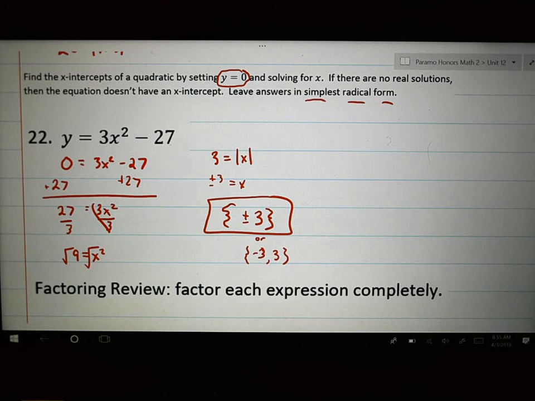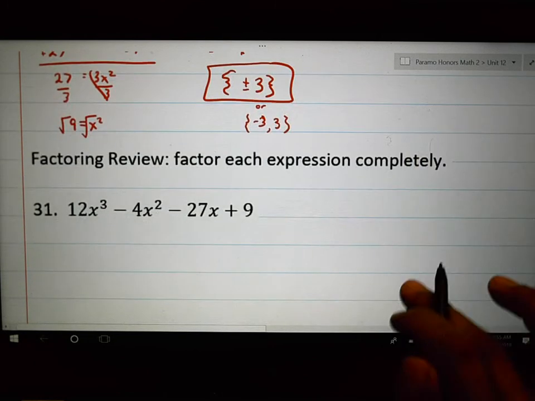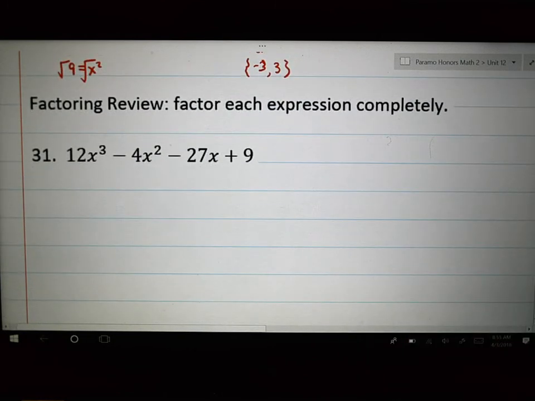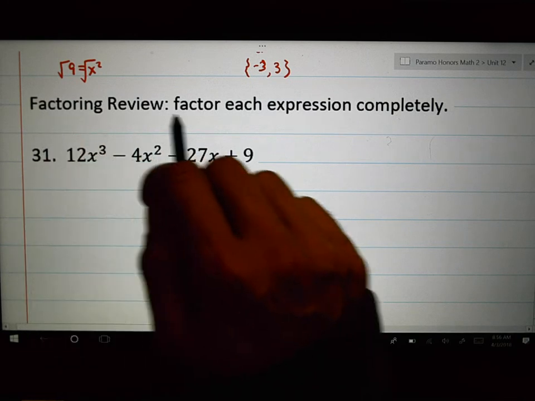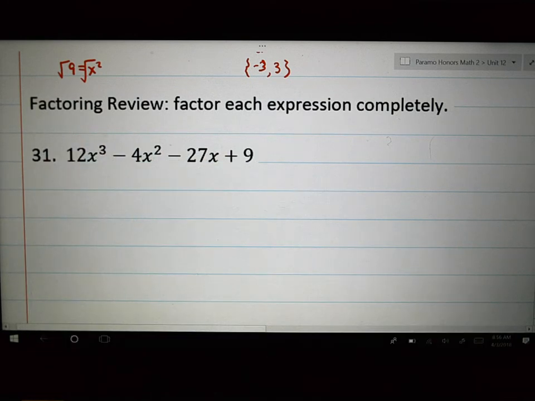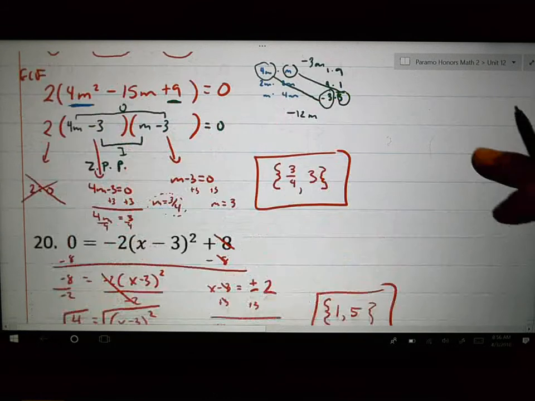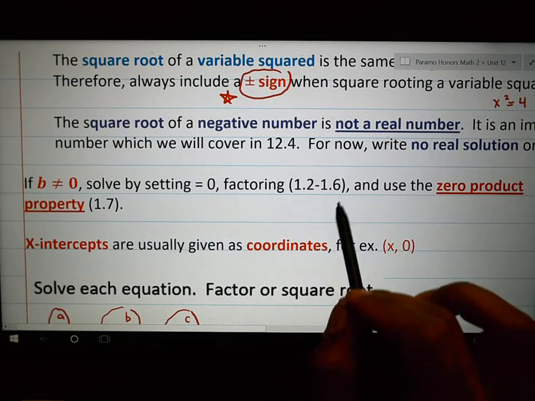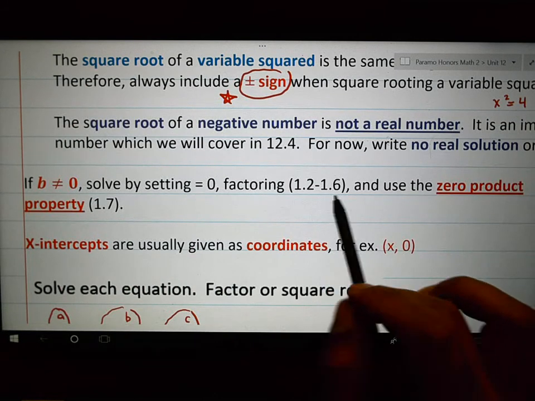Last one. You have 4 terms. Factoring review. Factor each expression completely. And so you may have forgotten how to factor when there are 4 terms. I'll give you a hint. It's way, way back in about 1.5 and 1.6.